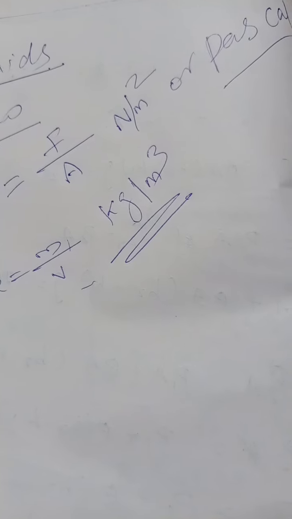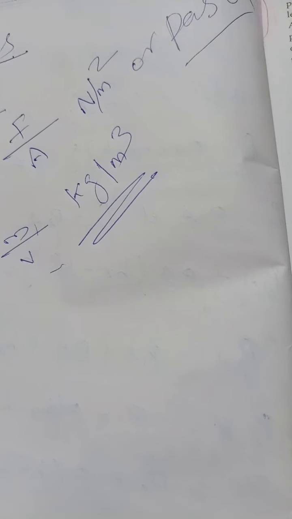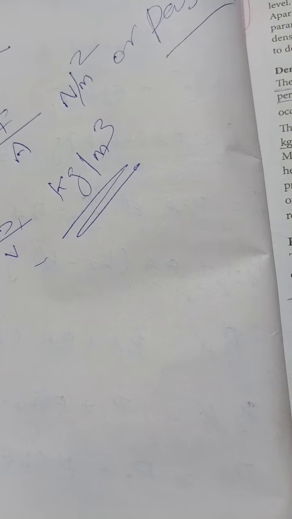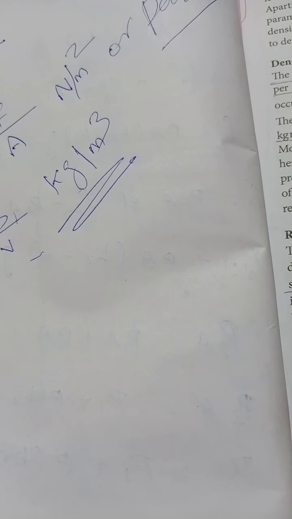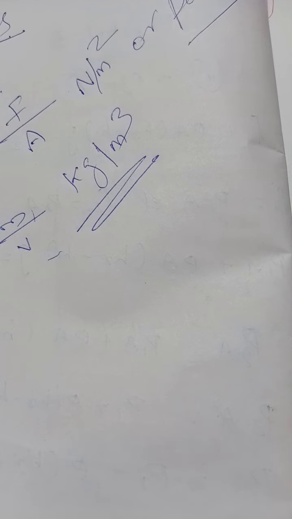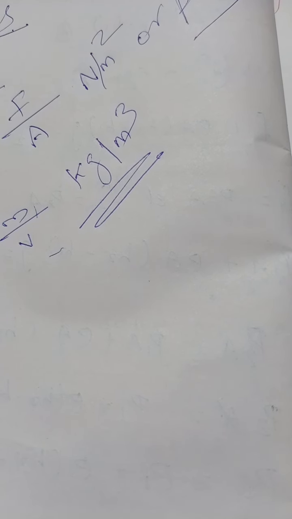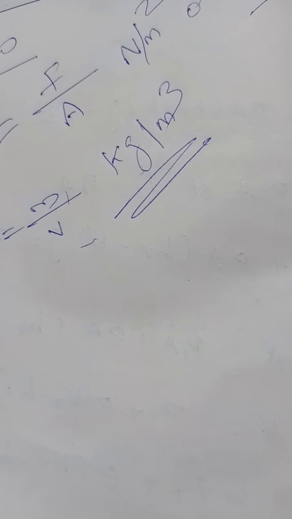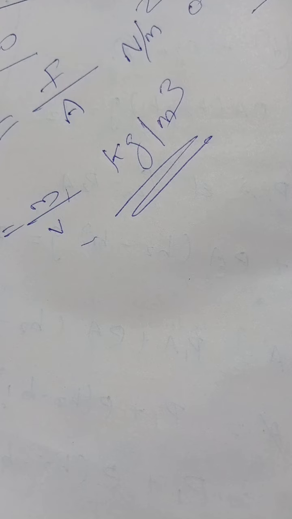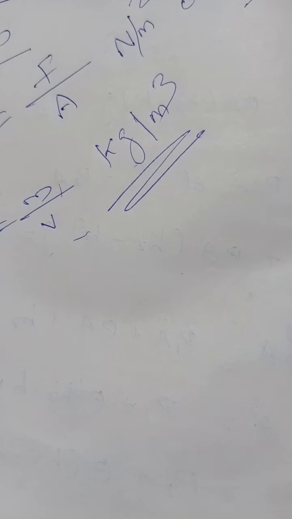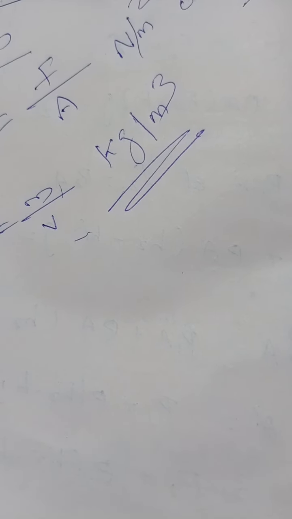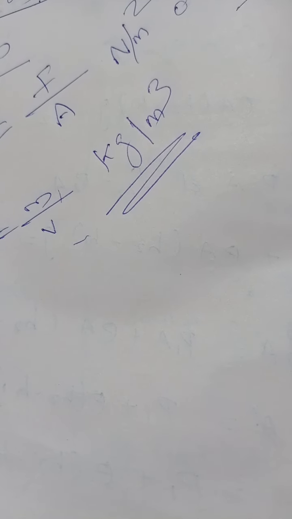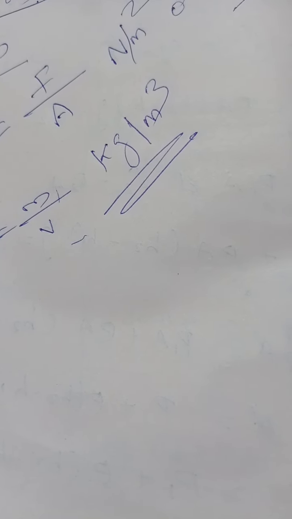Okay. Now the relative density, that is also another parameter. It is the ratio of the density of the substance to the density of water at 4 degrees. So this relative density we can define as the ratio of the density of a substance to the density of water. If we take two substances, one is water and another substance, we can find the relative density as the ratio of these two.